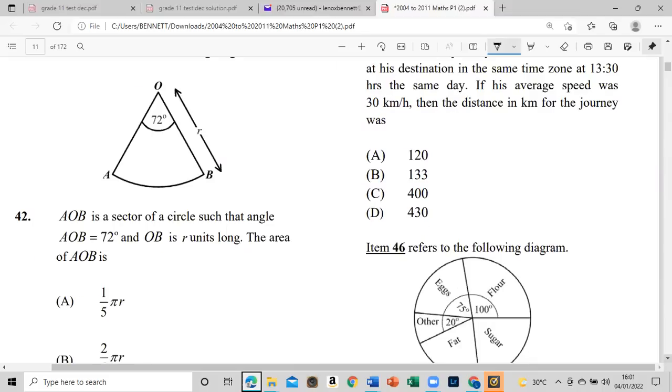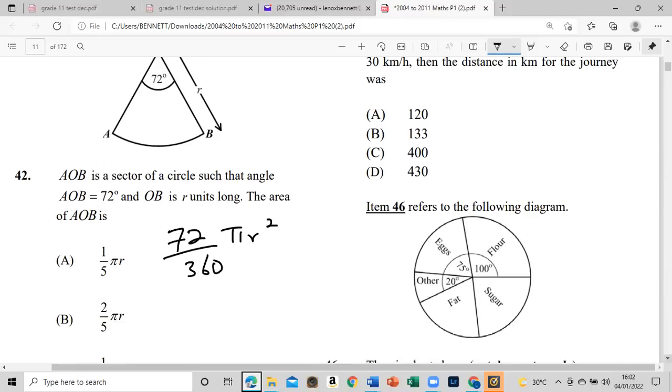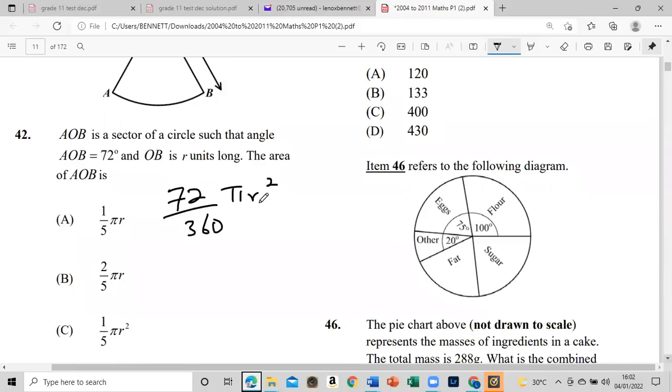AOB is a sector of a circle such that the angle AOB equals 72 degrees and OB is our unit. The area of AOB is the angle over 360 by r squared, since it's a sector, a fraction of the circle. 72 goes into 360 five times.